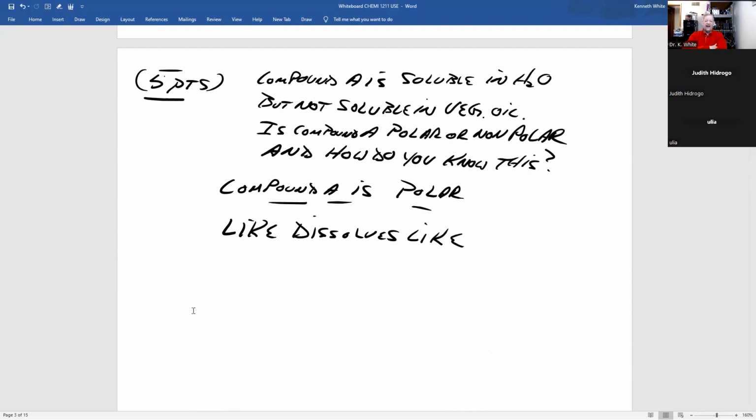And because of like dissolves like, vegetable oil is nonpolar. Compound A is not soluble in vegetable oil. Therefore, it's not nonpolar, it's polar. And that's like dissolves like.